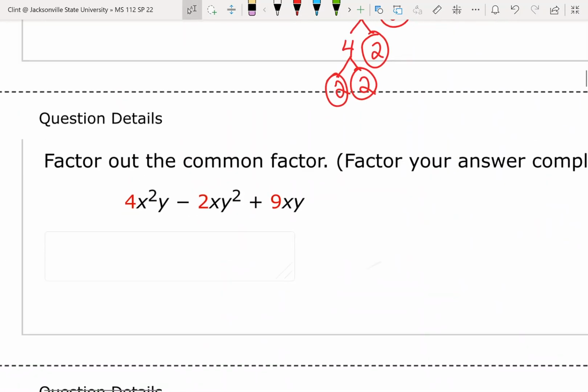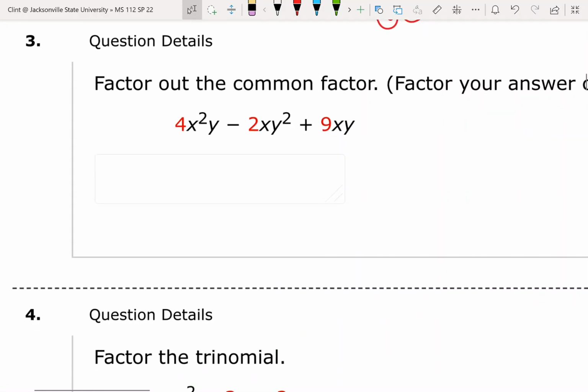number 3. Number 3 says factor out the common factor. Okay. So if we look at the number part, 4, 2, and 9, I don't see anything that's in common with all 3 of those. Okay. Then if we look at the variable part, if we look at the x's, we do have an x in common, right? And the most we can bring out is 1x. And then if we look at the y's, we do have a y in common. So we can bring a y out. And we just need to figure out what we'll have left.